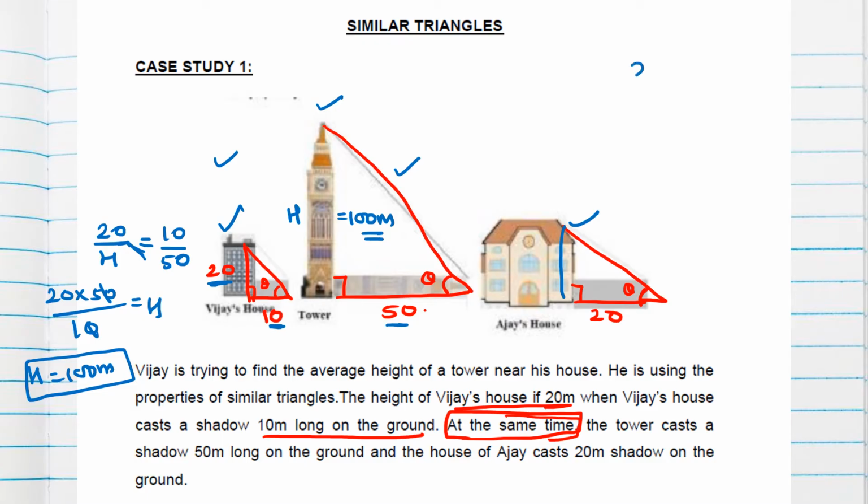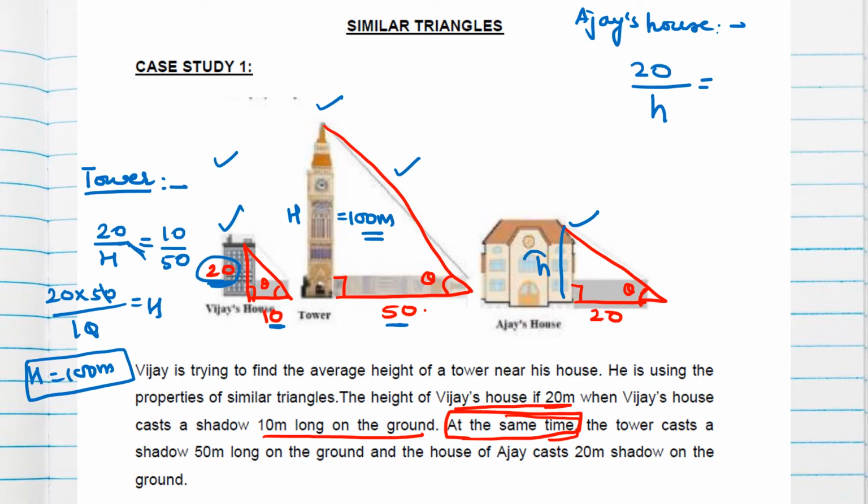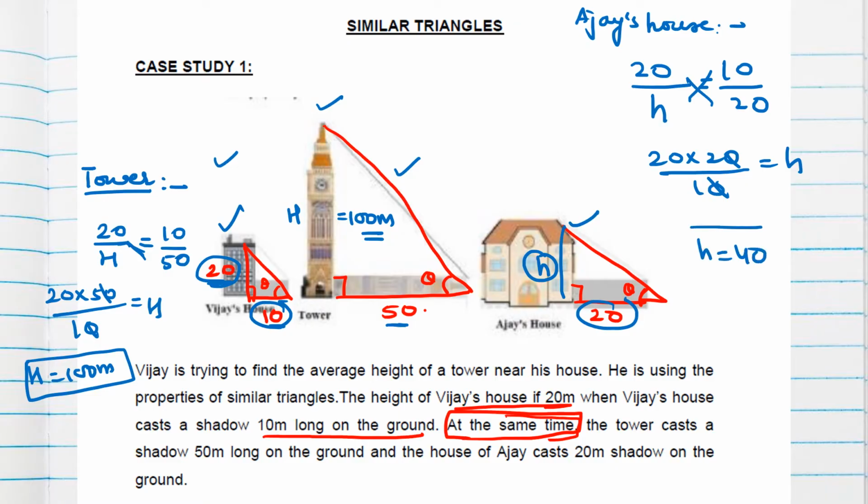So 20 by, and this height is suppose h, small h. This working is for Ajay's house, and this is for the tower. So 20 by h and then 10 by 20. Cross multiply here: 20 into 20 by 10 is equal to h. Zero cancels, h will be 40. So Ajay's house height is 40.